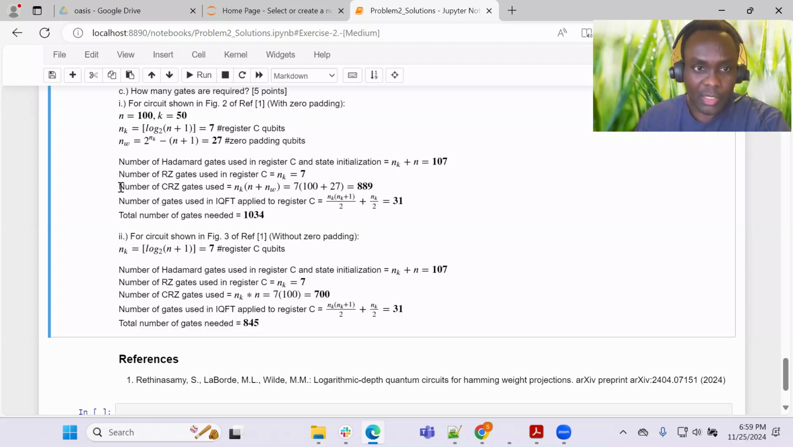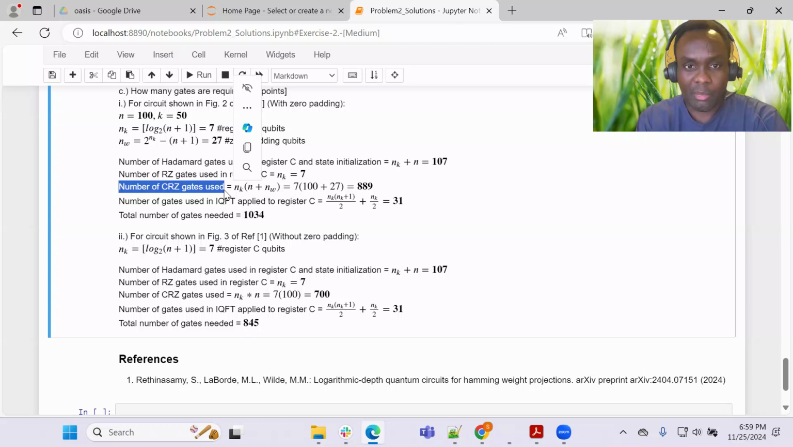And then the number of control RZ gates used. Here, the number of control RZ gates is nk multiplied by n plus the number of 0 padding qubits. If you plug in the numbers, it's 7 multiplied by 100 plus 27, for a total of 889 control RZ gates in this implementation, the implementation with 0 padding.